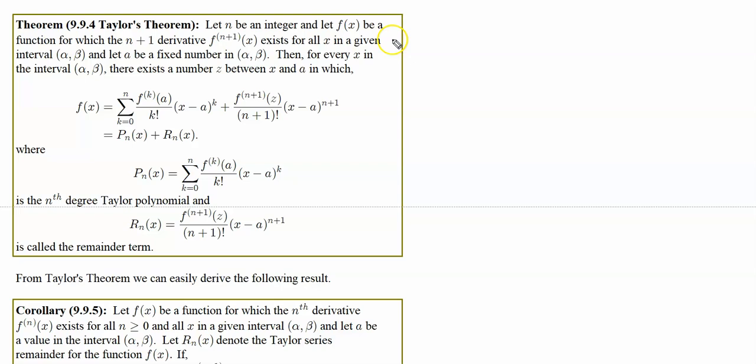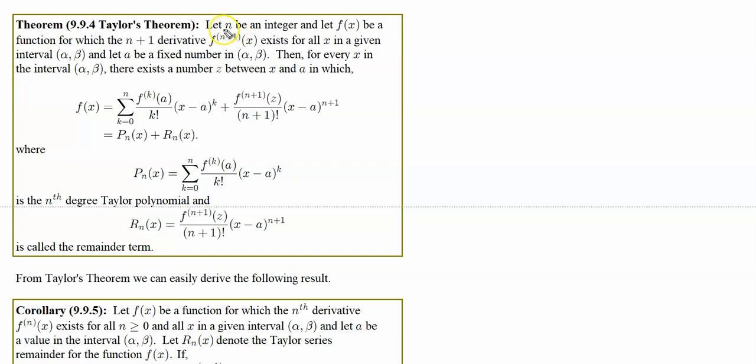Hi everyone. In this lesson we're going to look at the formal statement of Taylor's theorem and work through a few examples. So here is the statement of Taylor's theorem. Let's read through this carefully and understand what it says.